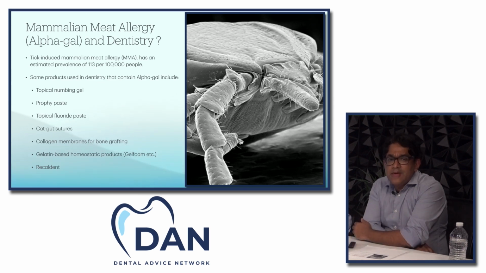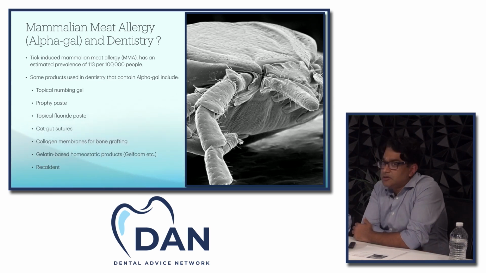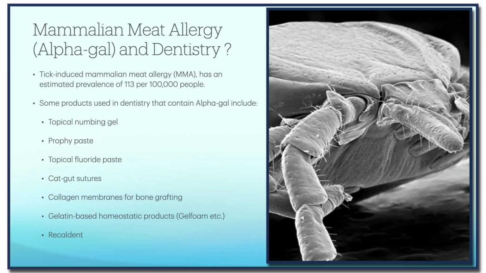The incidence of mammalian meat allergy has been increasing, especially on the eastern seaboard in Australia. It's to a product called alpha-gal, and there's a number of things that dentists use that we can't use if a patient has got meat allergy: topical gel, prophy paste, topical fluoride paste, catgut sutures, collagen membranes that we use for bone grafting, gel foam, and Recaldent.